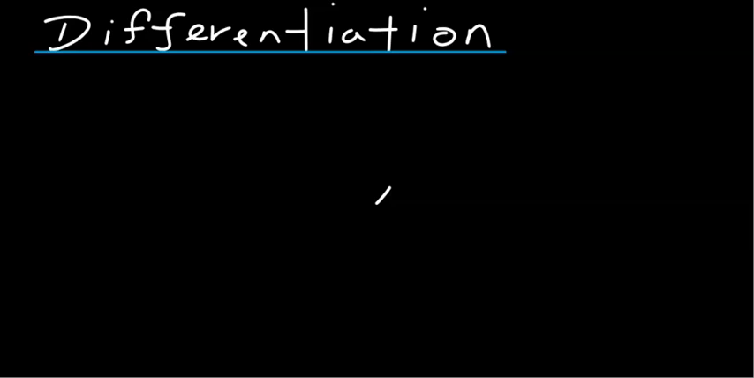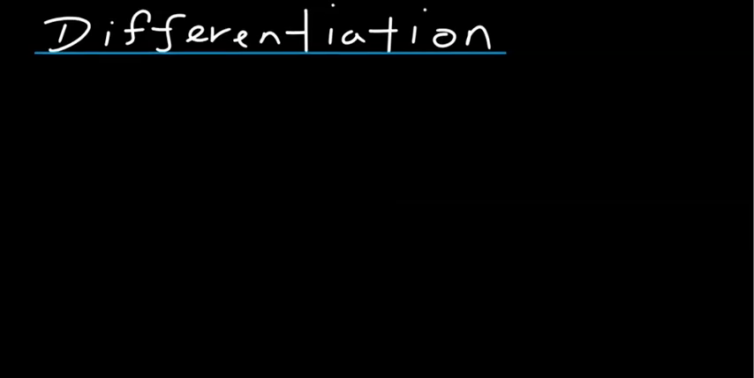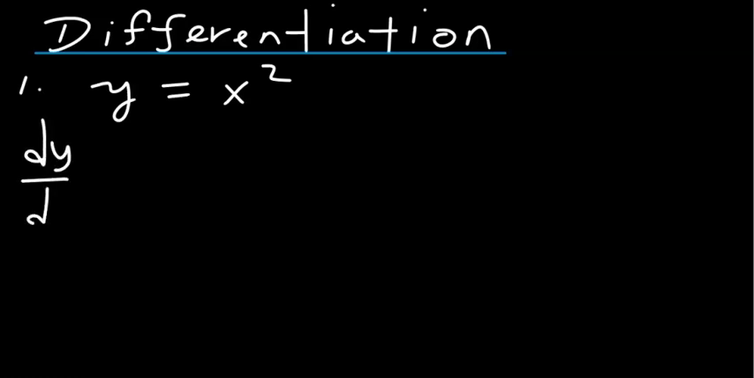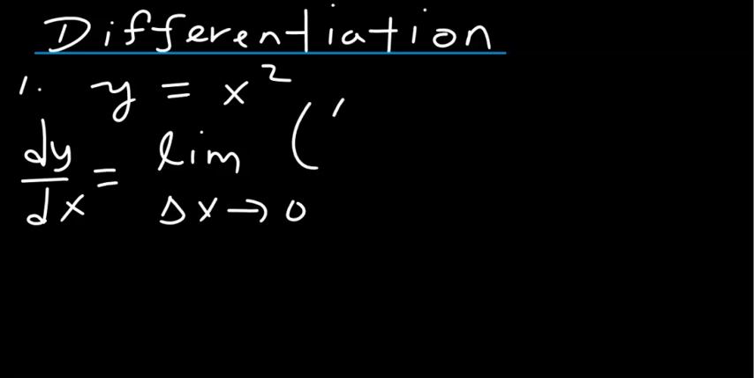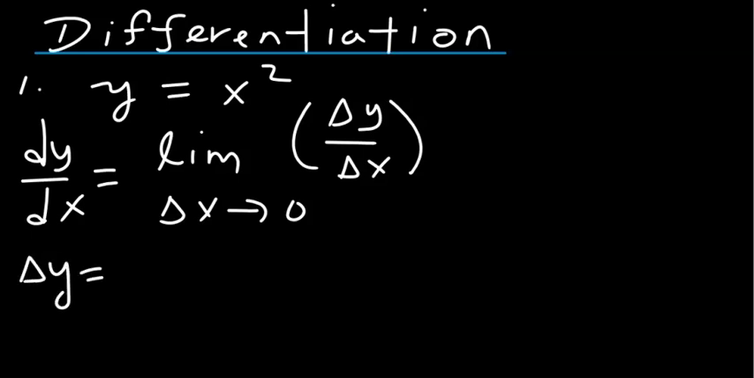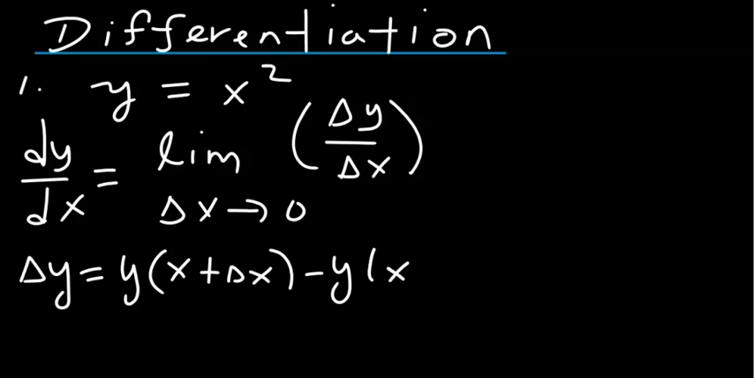To understand this technique, let's look at a few examples. Example 1. Let's assume y has the following simple dependence on x. To find the derivative dy/dx, of course we need to calculate the limit of the ratio delta y over delta x as delta x tends to 0. So delta y equals the value of y computed at x plus delta x minus the value of y computed at x.